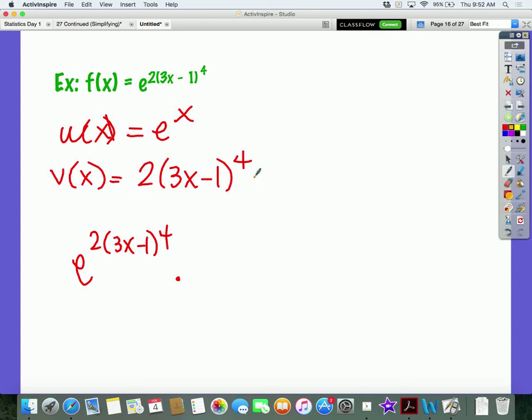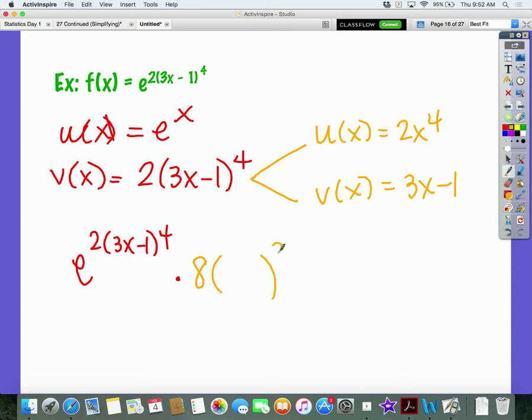The inside is yet another chain rule, where you have your outside function as 2x to the 4th, and your inside function as 3x minus 1. So when you take the derivative of this, you are doing chain rule yet again. What's the derivative of 2x to the 4th? 8x cubed. But instead of writing an x, we're going to write the inside function. And then you multiply that by the derivative of the inside, which is 3.